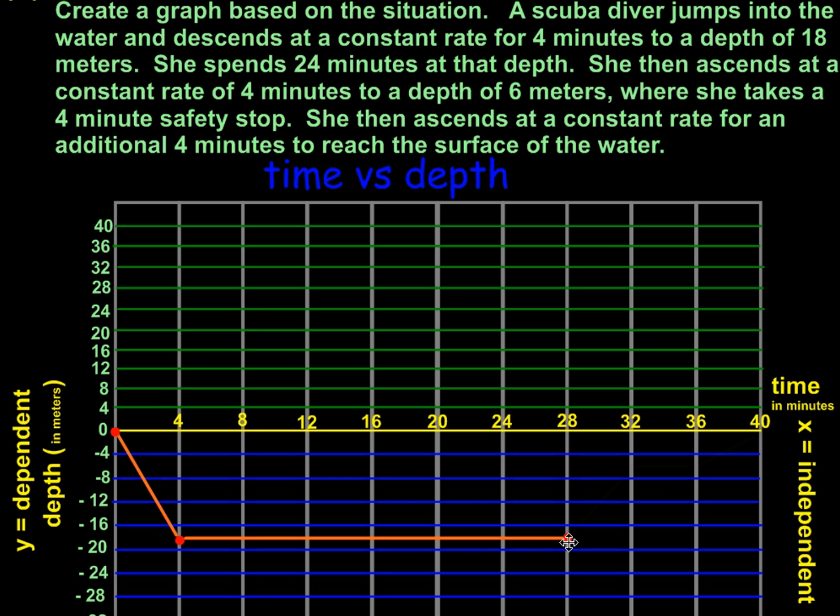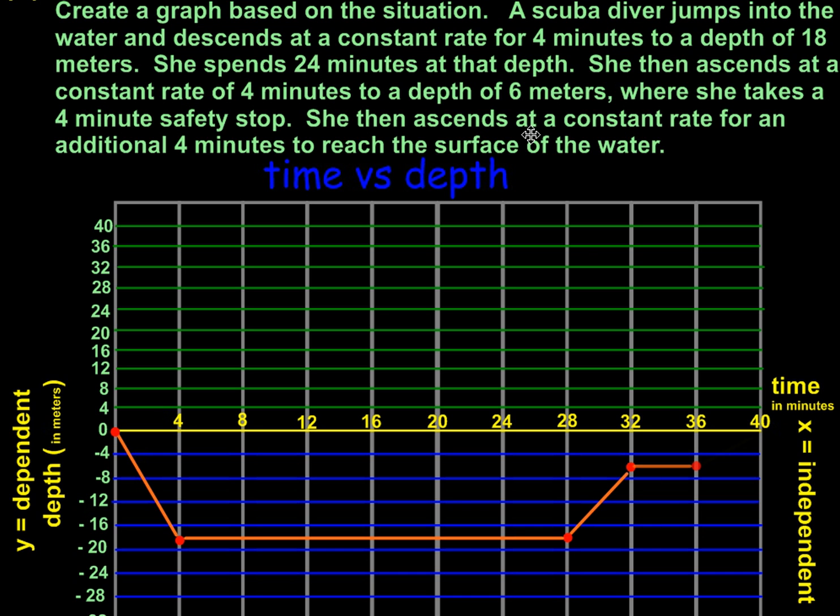She then ascends or climbs at a constant rate for 4 minutes to a depth of 6 meters. So between the spot we're at now, 28, and 32, she'll have climbed back up to 6 meters. And if you look back over here, you can see 6 meters is right between the 4 and the 8. So we should be coming up somewhere in here. Then she takes a 4-minute safety stop. So for that 4-minute period of time, she's not going any lower or any higher. She's staying at that same depth. So that's just going to be a straight line.